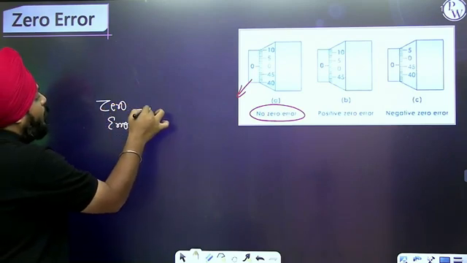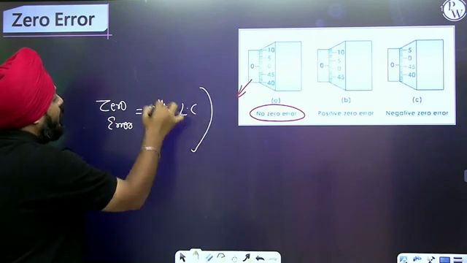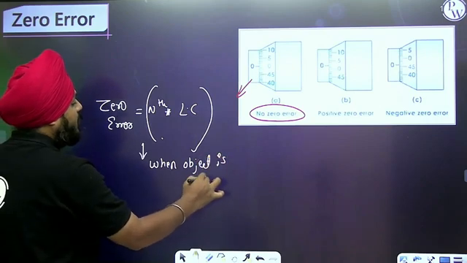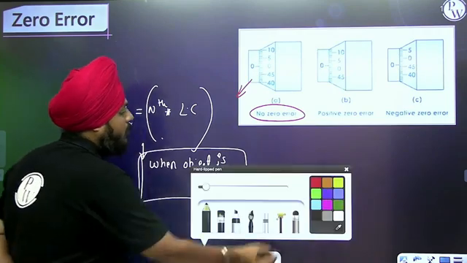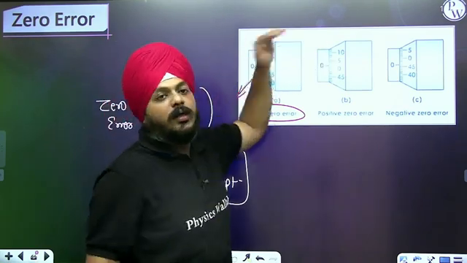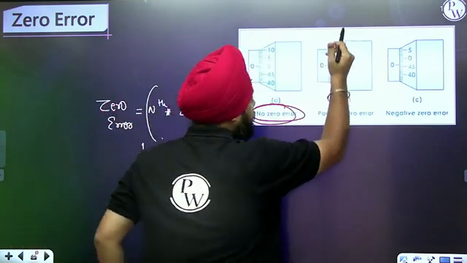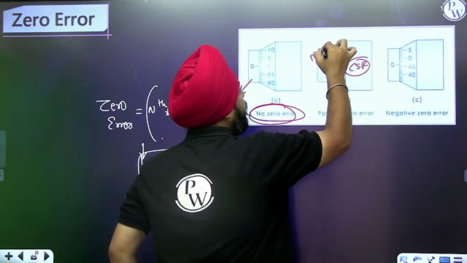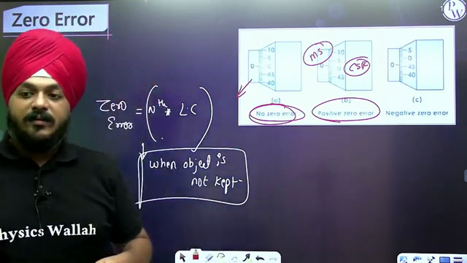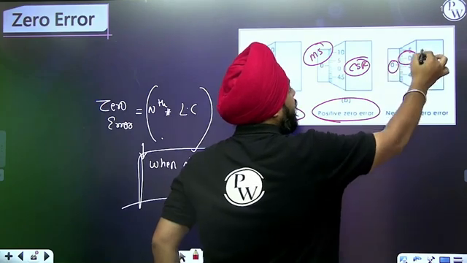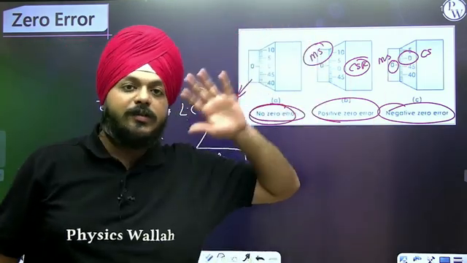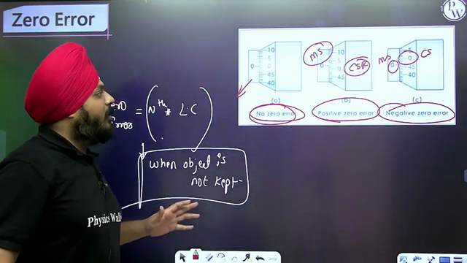Zero error is equal to the nth division that coincides, into the least count. This is when the object is not kept. Now this thing is not new, you are all aware of it. If zero of the main scale is exactly coinciding with the reference line, there is no zero error. If zero of the circular scale is beyond the main scale, we have a positive error that is going to be subtracted from the reading. If zero is above, we are going to get the negative error. This is the same thing that we saw in the Vernier Caliper charts 15 to 20 minutes before, just the way of the calculation is different.